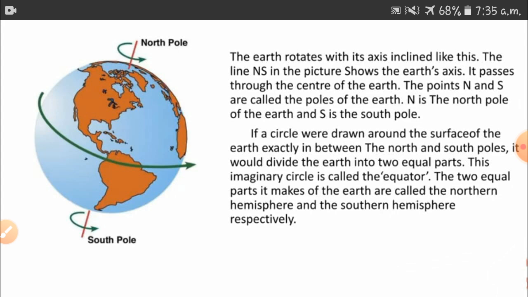So it means that when we draw a line in the middle, it will divide our whole globe of the Earth into two equal halves. And this imaginary line that we draw in the middle of the Earth, in the center of the Earth, is called equator. The two equal parts it makes of the Earth are called the northern hemisphere and the southern hemisphere respectively.